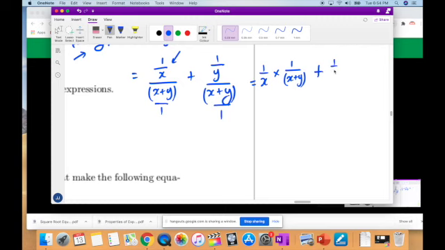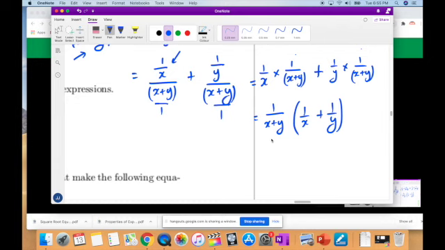Same thing with this side. 1 over y is being multiplied by 1 all over x plus y. And I'm seeing that the 1 over x plus y is being multiplied by both of them. So I could pull out the 1 over x plus y and put in brackets 1 over x plus 1 over y. Because if I take this and multiply it, that'll give me this, plus taking this and multiplying it by that will give me this. You seeing it now, Caitlin? Yeah.